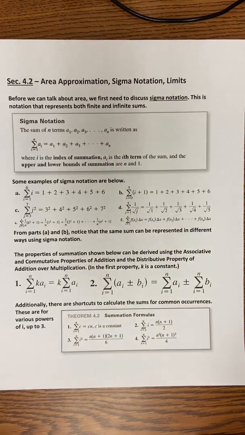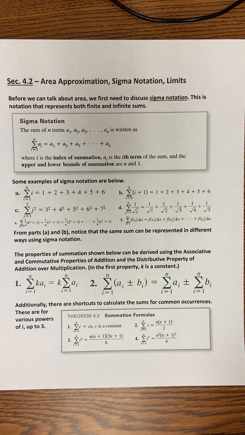Hello everyone, let's talk about 4.2 in Calculus 1, which is area approximation, sigma notation, and limits and how they kind of work together. But before we talk about area approximation, we need the sigma notation first. And this is a way to represent both finite and infinite sums.